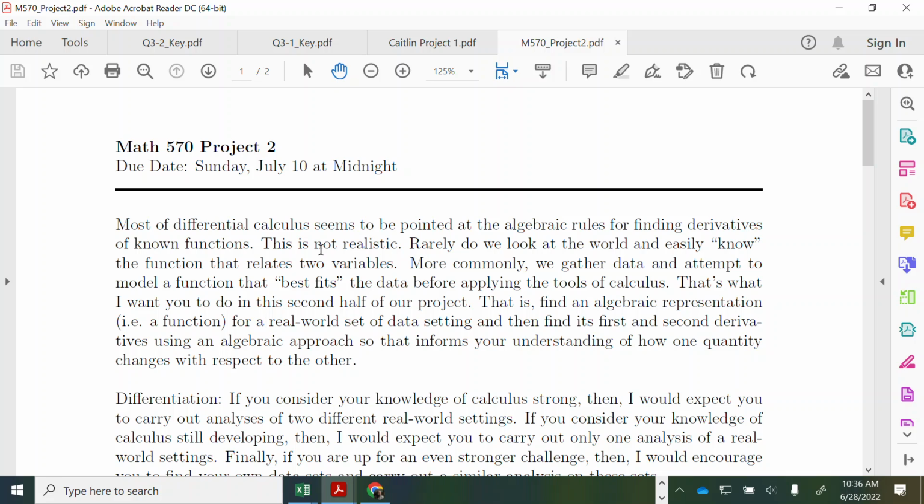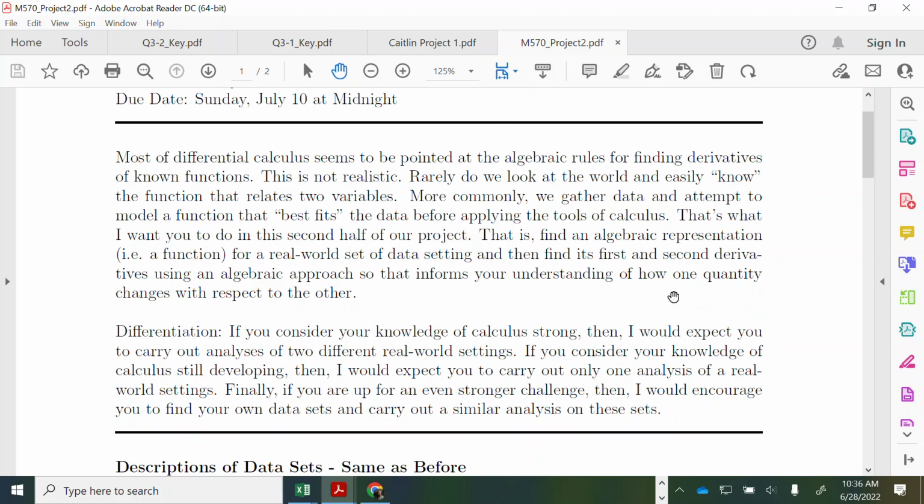So in terms of differentiation, just think about this. If your knowledge of calculus is strong, or you consider yourself a strong calculus knower, then carry out 2 analyses. If your knowledge of calculus is still developing, then just carry out 1. And if you're even stronger, then I'd encourage you to find your own data and try to carry out similar analysis on data sets that you find for yourself.